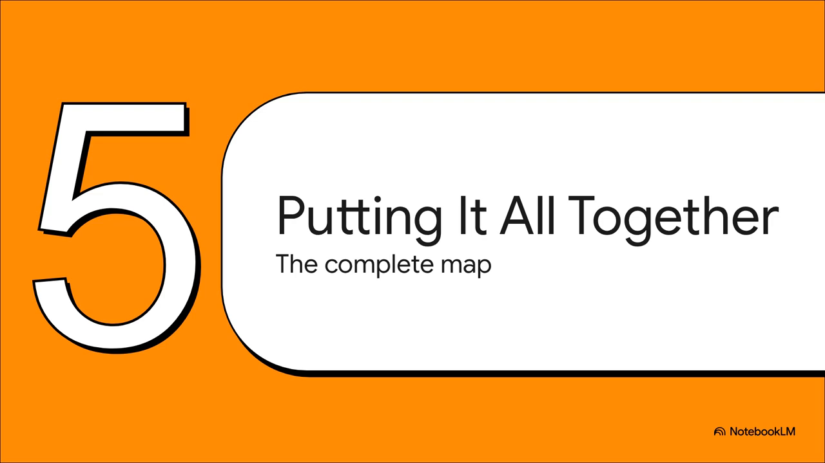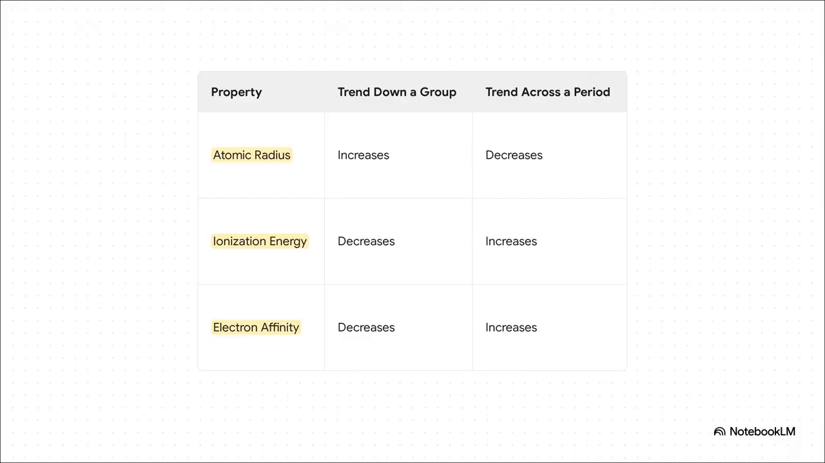Okay, we've looked at all the individual rules, the size, the ions, the energy. Now it's time to zoom out and see how it all fits together to create this complete, beautiful map of the elements. And this chart really says it all. As you go down, atoms get bigger, and because they're bigger, it's easier to take their electrons. As you go across, atoms get smaller, which makes it harder to take an electron, but the reward for gaining one gets a whole lot bigger. See? It's all connected. One property directly affects the others.